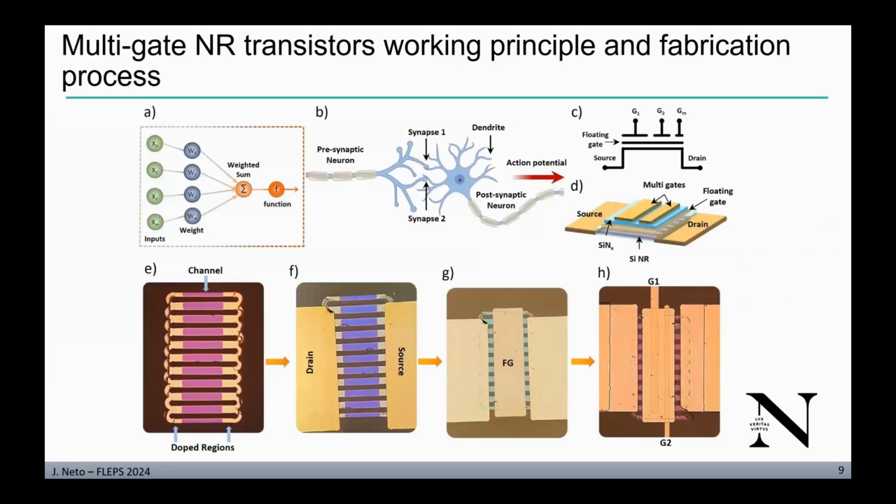Now, using this process, we made transistors. These are the doped regions, still on the wafer. You transfer them onto the receiver substrate, and then you define source and drain lines. After that, you deposit the floating gate. On top of the floating gate there is, of course, the oxide in between, and then nitride here. Then you deposit two gates, gate G1 and G2. So that is something similar to the structure that you see here. You can have as many gates as you like.